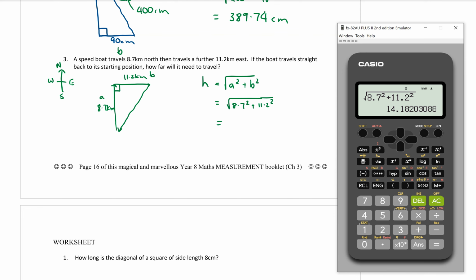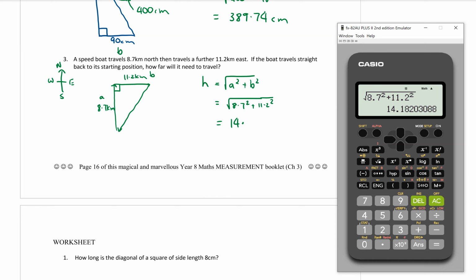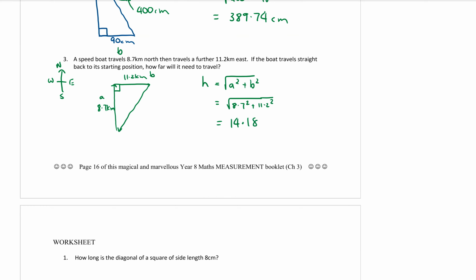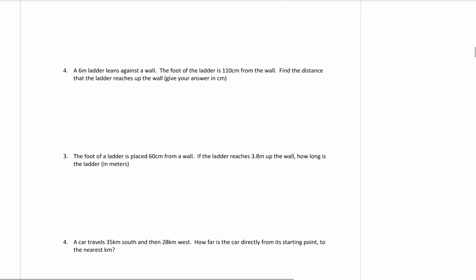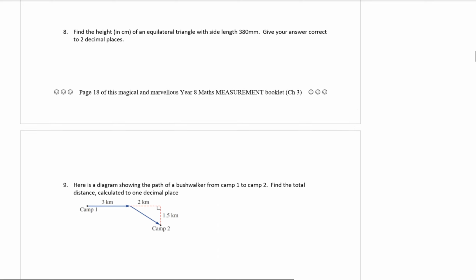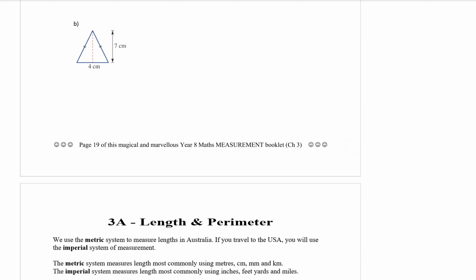All right, so 14.18. The 2 would round down, and that's in kilometres. Okay? So that's it. That's the end of our Pythagoras' theorem once we finish that today. And you've got that worksheet there to do on pages 17, 18 and 19. Some of those ones on 19 get quite interesting. And then next lesson we go on to perimeter. It's not bad.